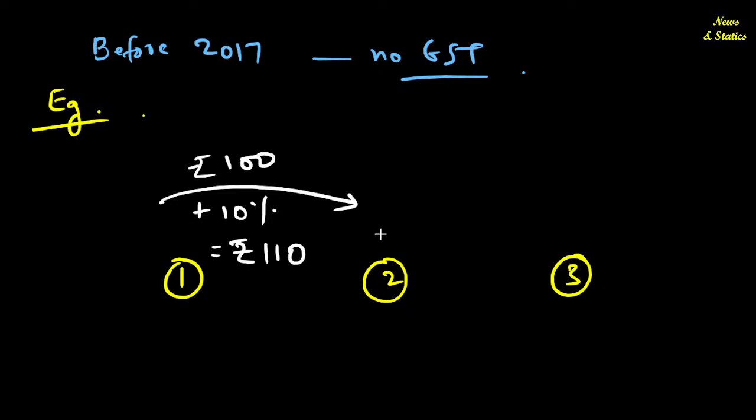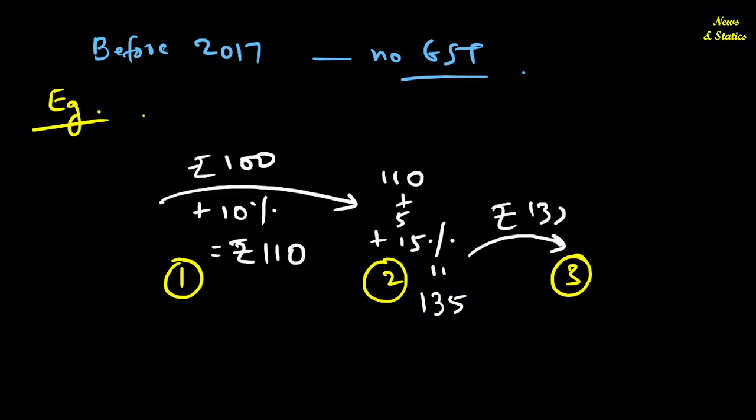Now person 2 will make some processing in it and will add his own margin. Say he adds 5 rupees to the 110, that is 115 rupees, plus a GST rate of say 15%. So this makes it 115 plus 15%, say roughly 135 rupees. So he sells it to person 3 for 135 rupees.